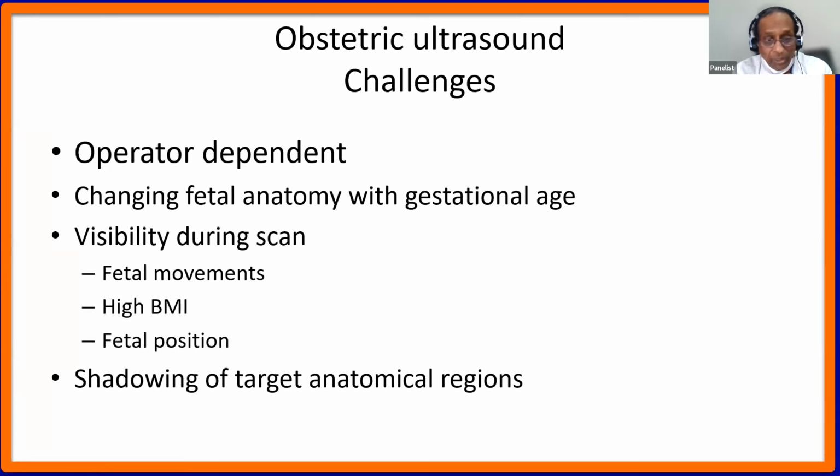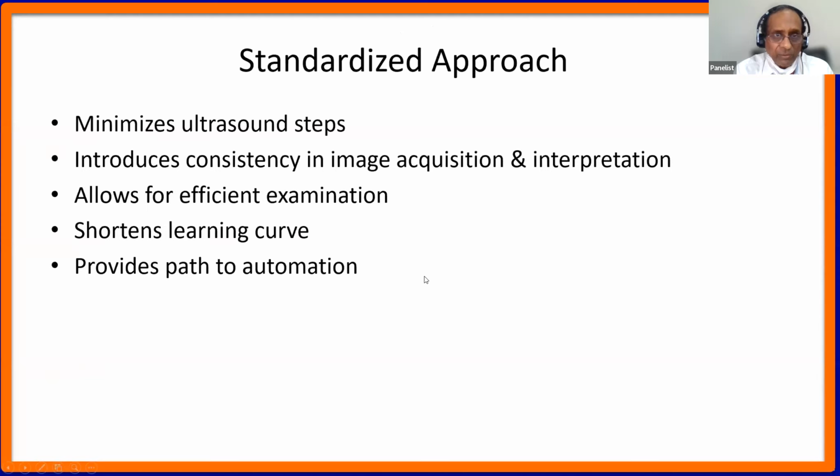There's also shadowing of target abdominal organs. So if the fetus hand is kept right in front of the face all the time, then you can have shadowing which might fall on the face and you might think there's an absent nasal bone, or a cleft palate, for example, when actually there's nothing there. So these are some very big challenges which we have.